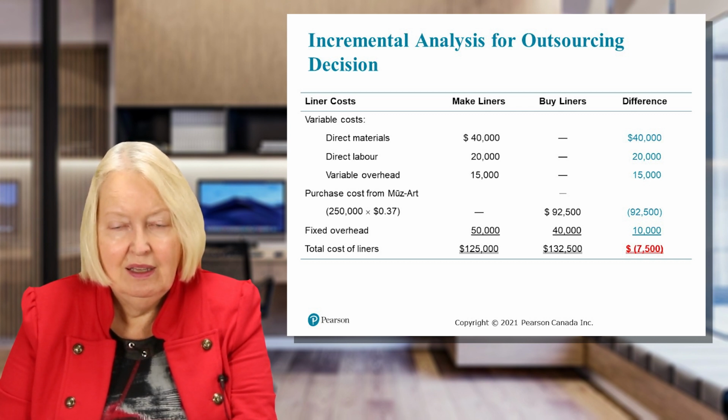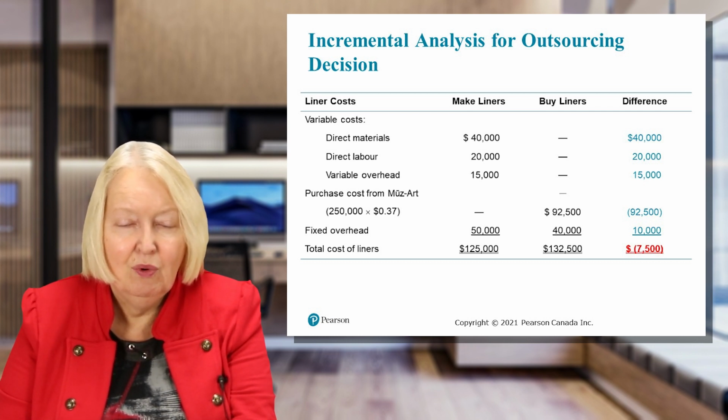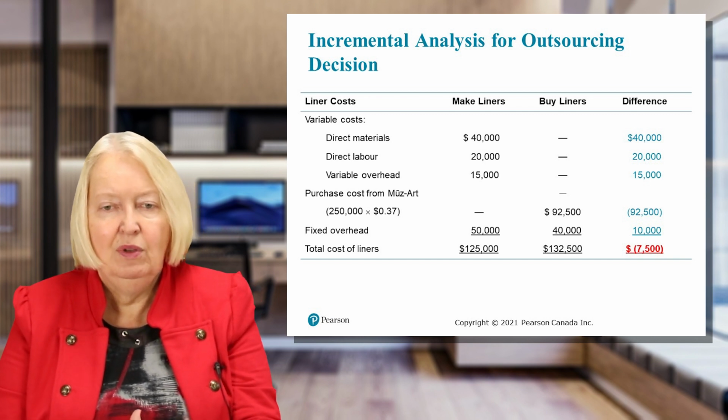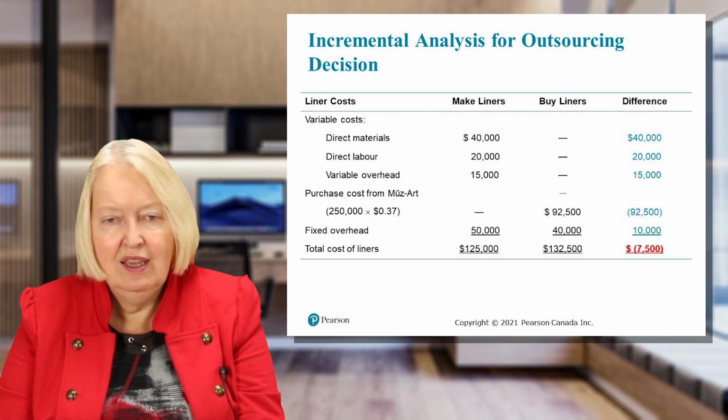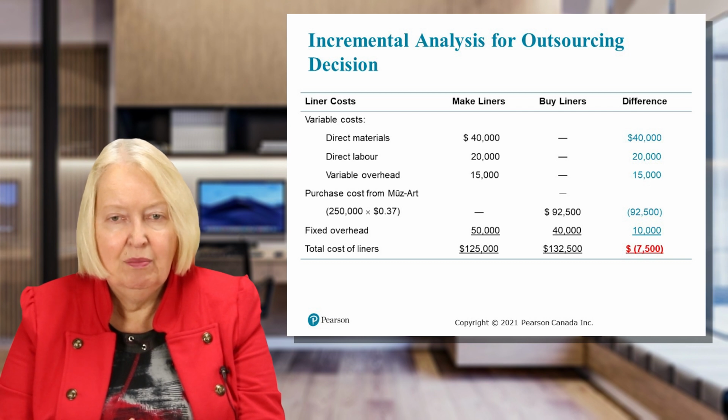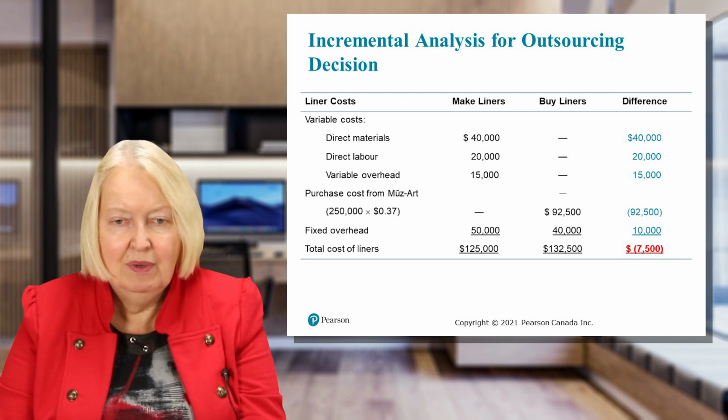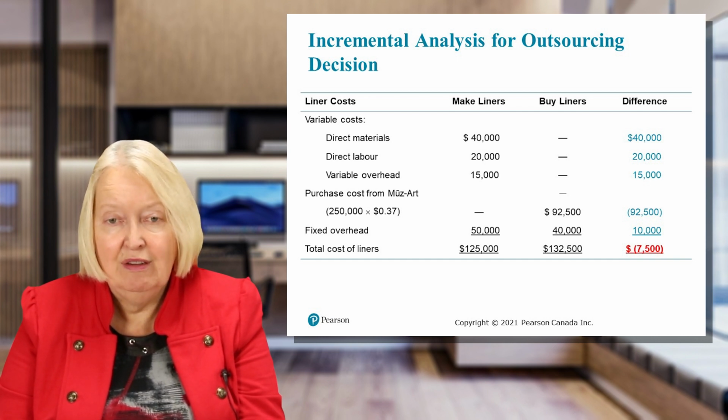So by outsourcing and buying that particular product, it's costing you $7,500 more than if you would have made it yourself. Because if you're making multiple products, you still have to have your facilities. You can't shut everything down if you're making other products. So they managed to reduce their fixed overhead by $10,000, but it just wasn't enough.